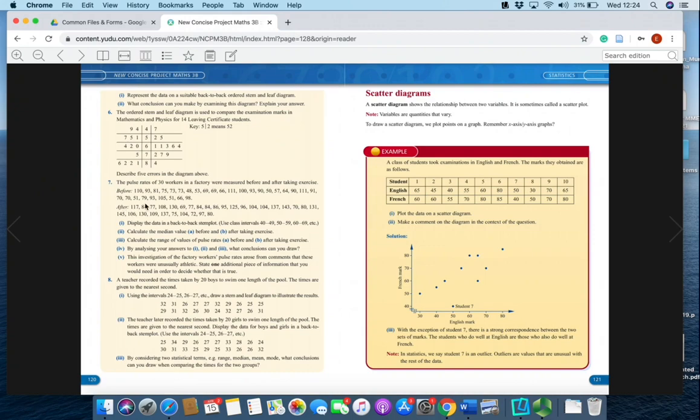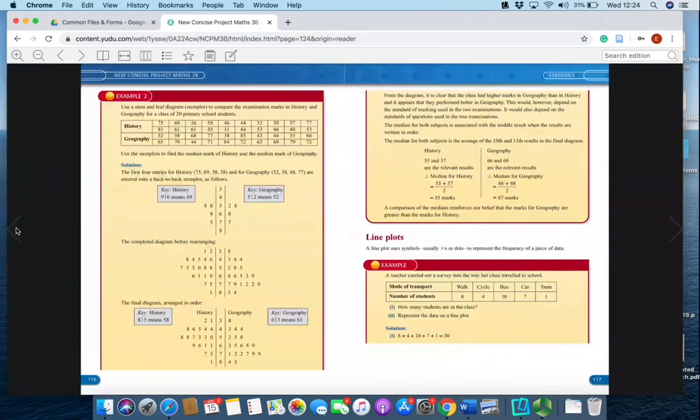Question 7 is good. It's a back-to-back stem and leaf. Okay, so a back-to-back stem and leaf, if I could draw one of them for you. A back-to-back stem and leaf is when you have a stem in the middle that's common to two events.